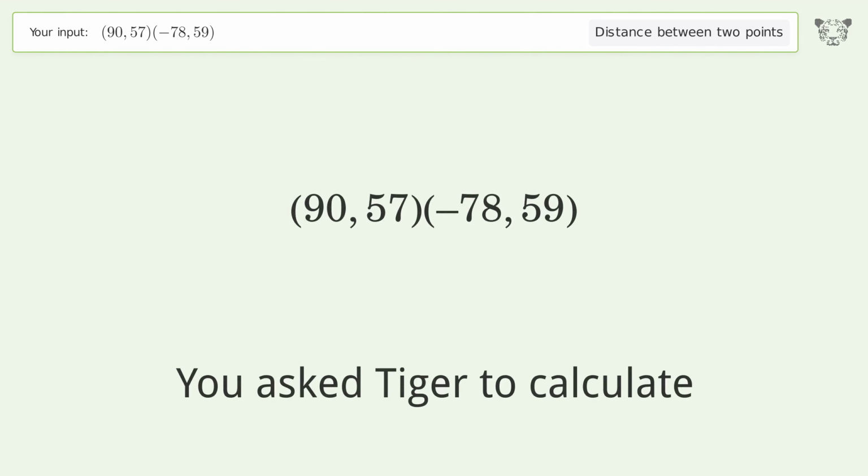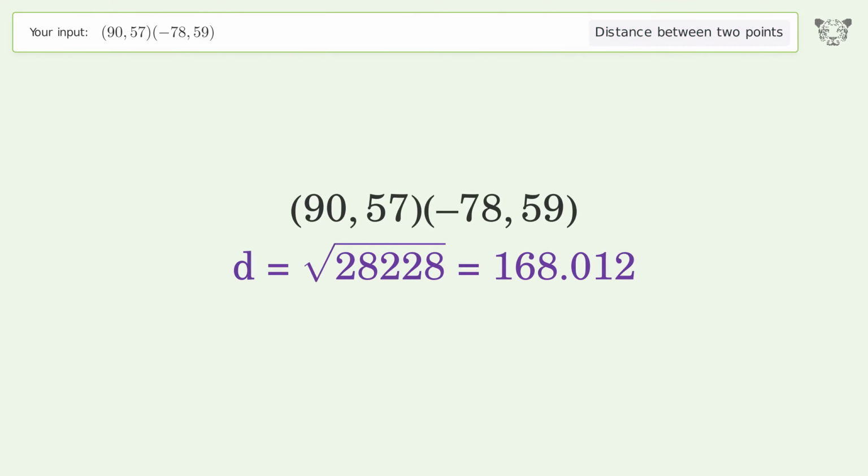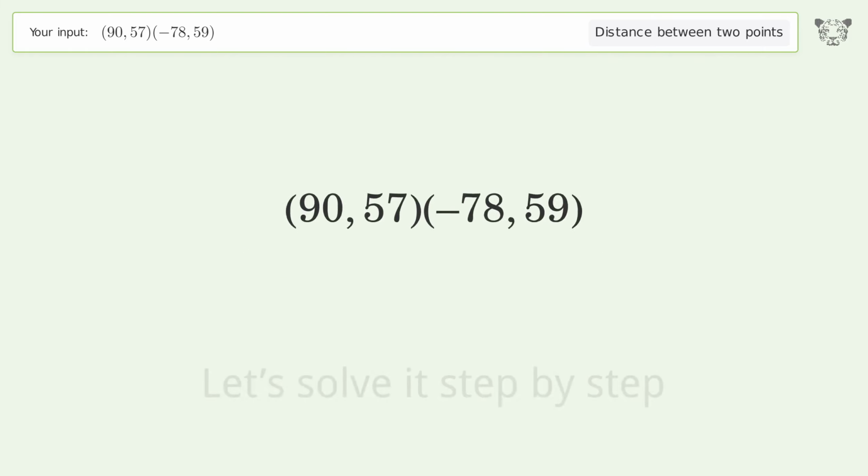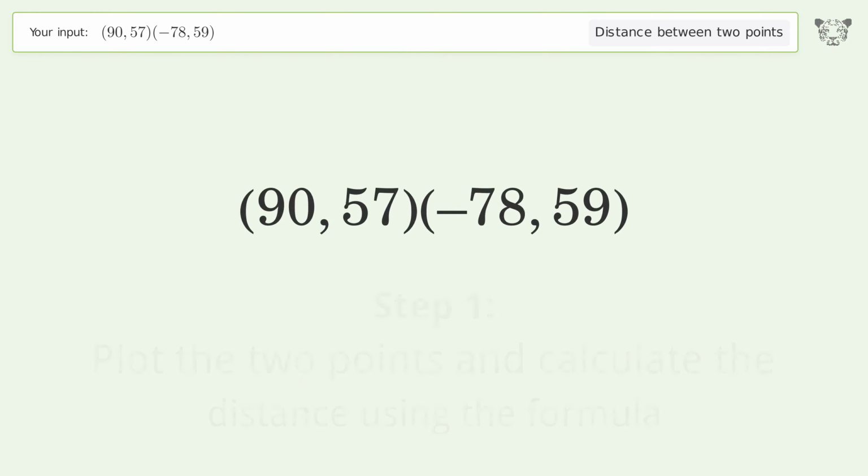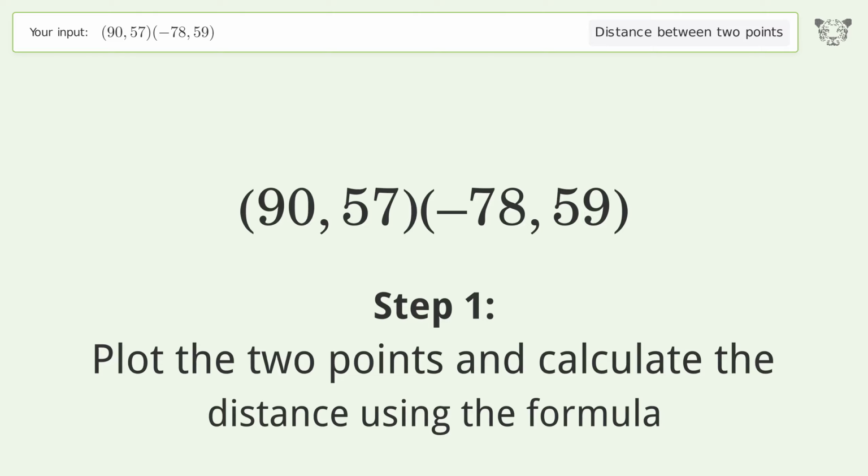You ask Tiger to calculate. This deals with the distance between 2 points. The distance between the 2 points is the square root of 28,228 or 168.012. Let's solve it step by step. Plot the 2 points and calculate the distance using the formula.